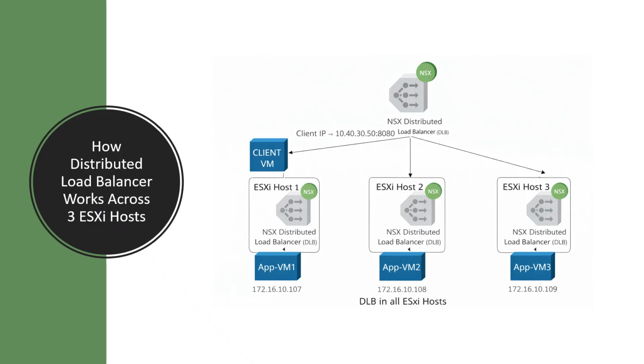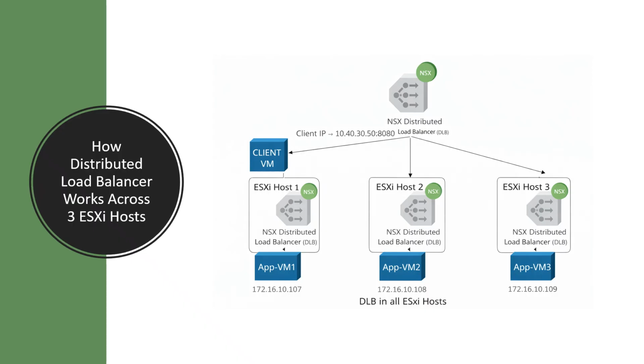Now let me explain how traffic actually flows in real production support. First, the client VM sends traffic to the VIP. That is very clear, because from the load balancer perspective, the client VMs will reach the load balancer IP only. In our case, it is 10.40.30.50 with port 8080.